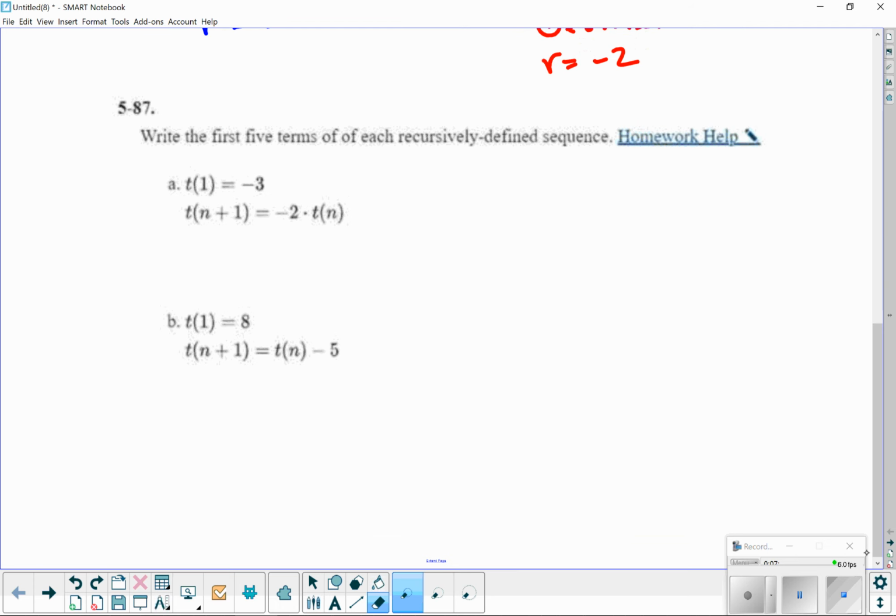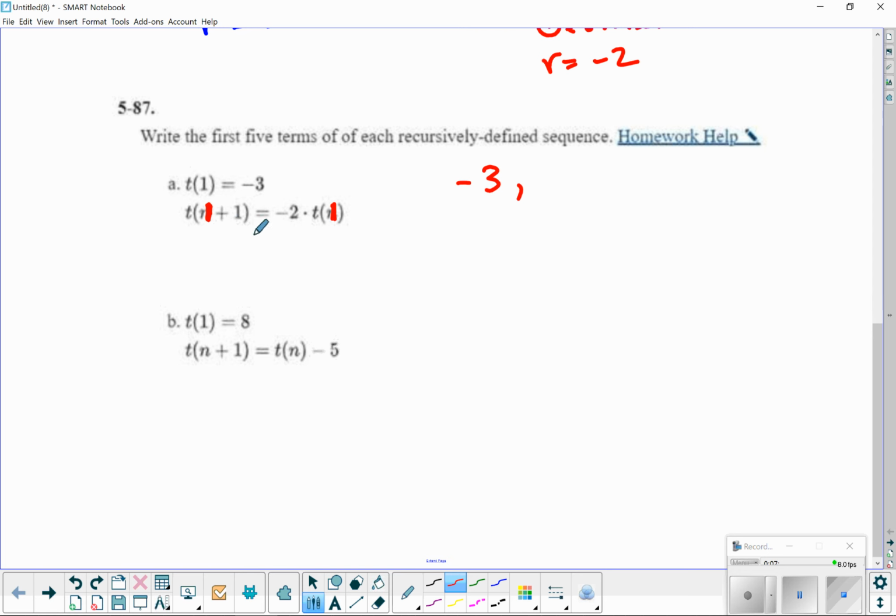Okay, and the next one is write the first 5 terms of each recursively defined sequence. Right, so the first one, we know that the first term is negative 3. You can write it like that, or you can write it in the table. I'm going to go ahead and write it as a sequence. So first term is negative 3, comma. Okay, so if I want the second term, to get 2 here, I'm going to have to put a 1 here, because 1 plus 1 would be 2. And because I put a 1 for n, I have to put a 1 for n.